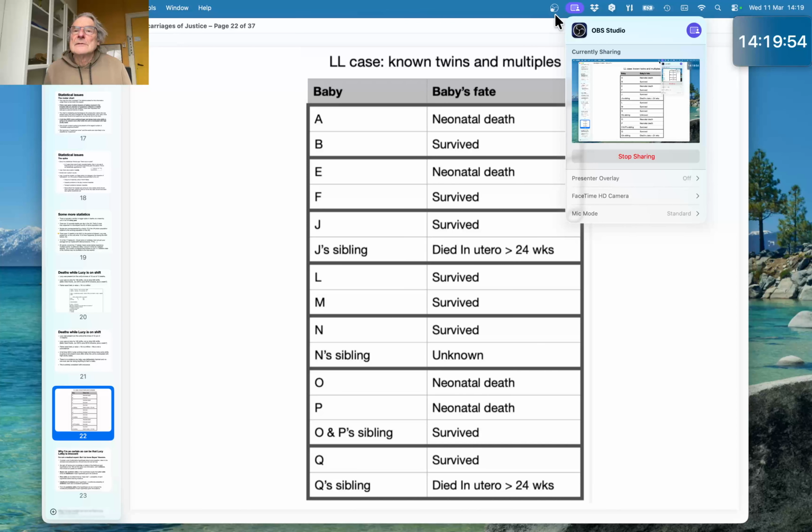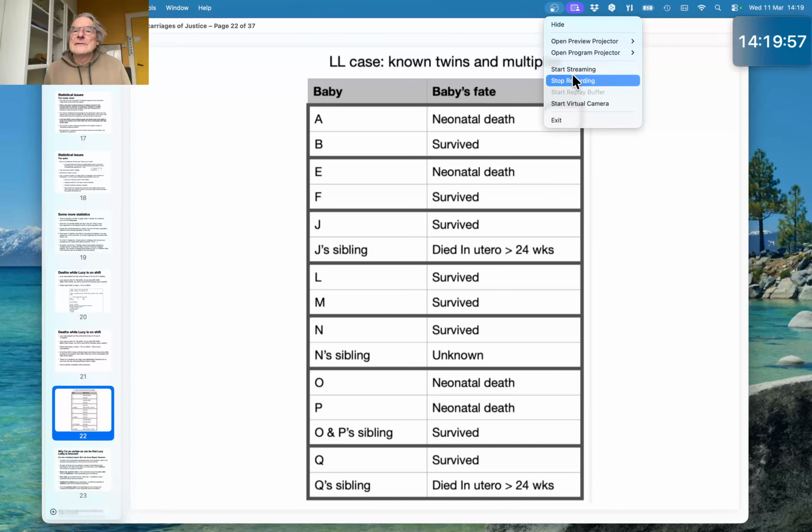Oh, wrong button, this one. Stop recording.